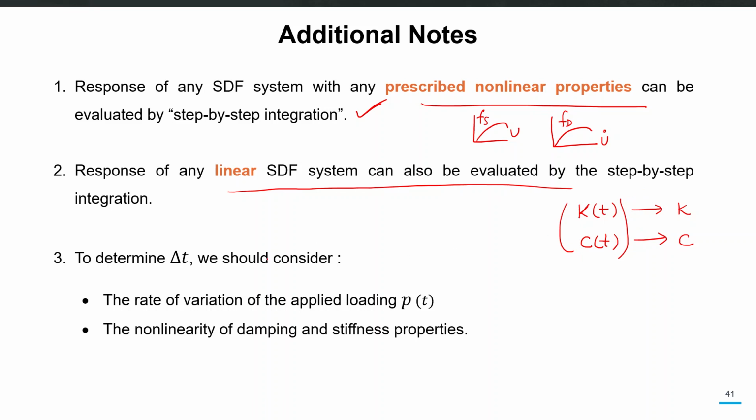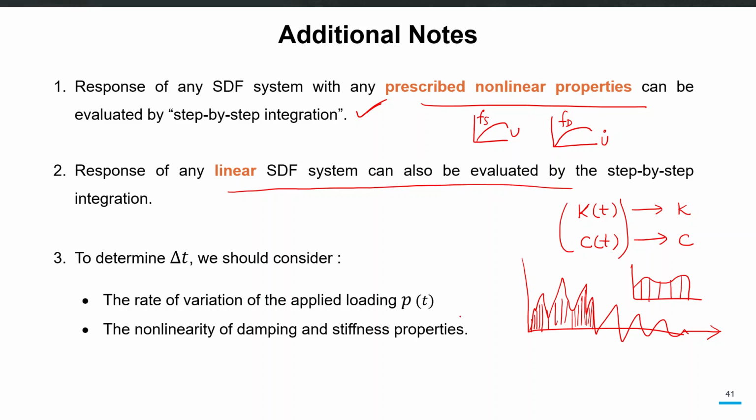So in order to set delta t, you should consider the rate of variation of the applied loading. If the applied loading is highly fluctuating, like this, delta t should be very small to capture all the important points of p of t. But if the applied loading is like this, then you can have a big delta t also. So you have to be careful about this.